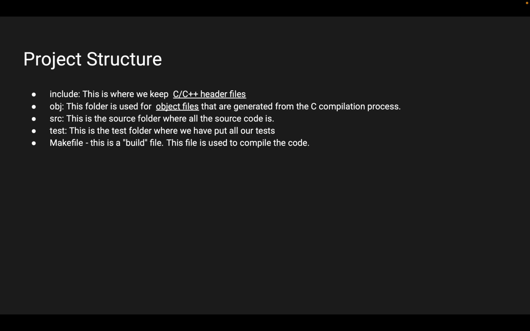So now let's talk a little bit about how our project has been structured, how our code has been structured. So we have an include folder where we keep our header files. We also have an object folder that's used for storing object files that are generated when our code gets compiled. We have our src folder, which contains all of the source code. That's where all of the main stuff is. We also have a separate folder for storing all of our tests that we wrote, and we have a makefile which helps us build and compile our code.